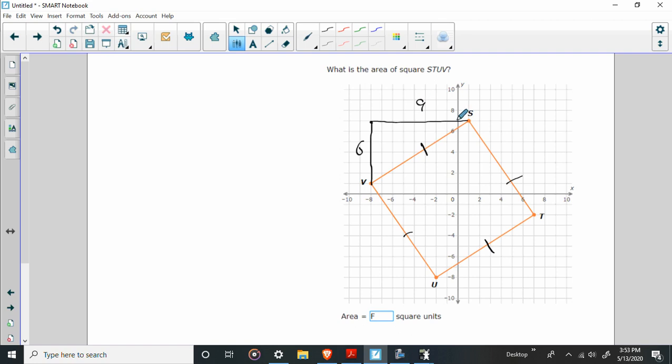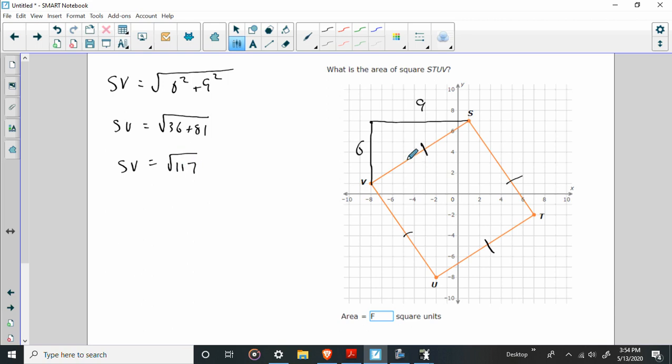Right? Okay? So I know that SV is equal to the square root of 6 squared plus 9 squared. Well, again, I know that SV is equal to the square root of 36 plus 81. And 36 and 81 is going to be, is that 117? Yes, 117, square root of 117.